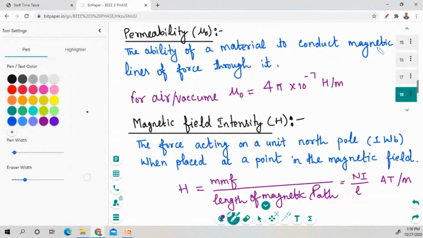Permeability is the ability of a material to conduct the magnetic lines of force through it. Okay, so we have derived that mu naught is 4 pi into 10 raised to minus 7. Okay, so magnetic field intensity can be represented by H. It is the force acting on a unit north pole placed at a point in a magnetic field. Its formula is H is equal to MMF divided by the length of the magnetic path. So how have we calculated MMF? N into I, where N is the number of turns, I is the current, divided by L, where L is the length of the magnetic path.